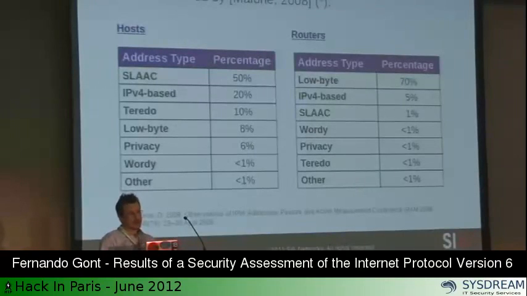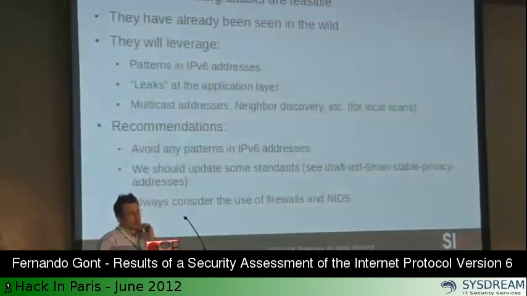But the general idea that I would like to give you with this slide, and that I think should be clear from it, is that IPv6 addresses are not randomized, but they follow very clear patterns. So the assumption that IPv6 addresses are random is not actually correct. So in practice, IPv6 host scanning attacks are feasible, and they have actually been seen in the wild.